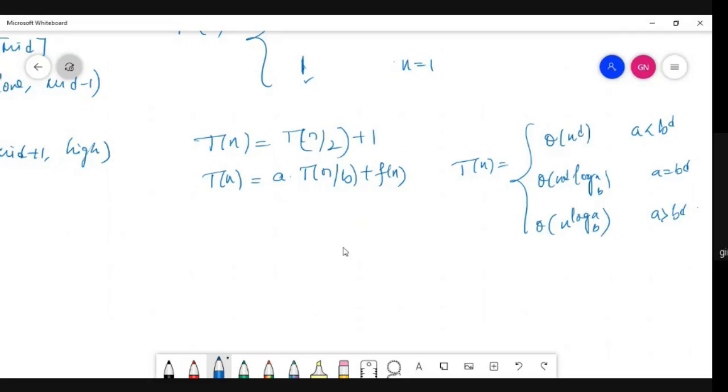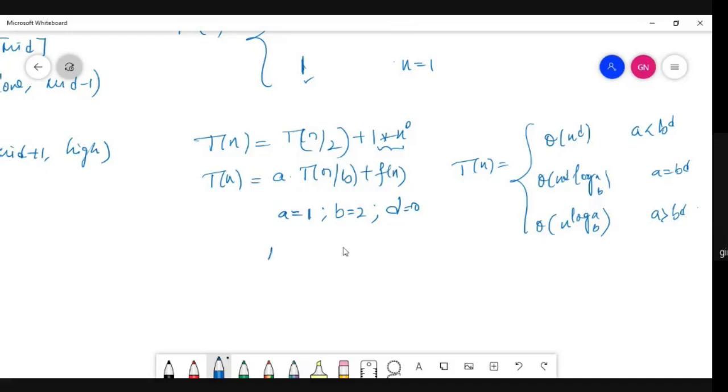Now just equate the relations, equate the constants here. What do you have for a? It is equal to 1, right? And b, you have it as 2. Now, in fact, you are unable to find the function f of n. So what you can do is simply write it as n power 0, that is 1 into n power 0. Now, d is nothing but 0.